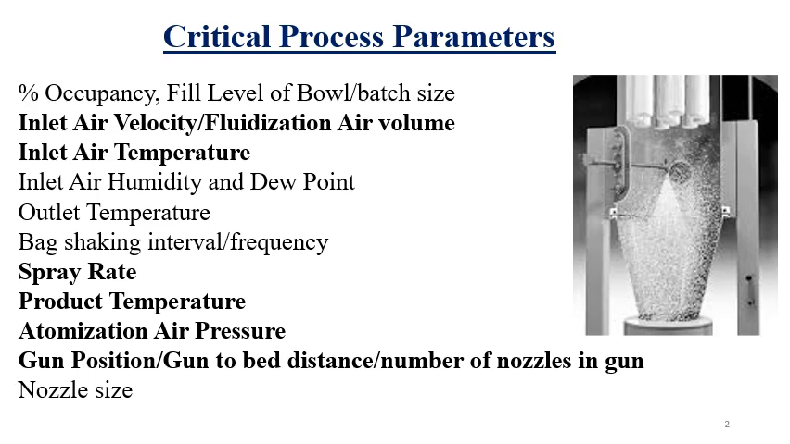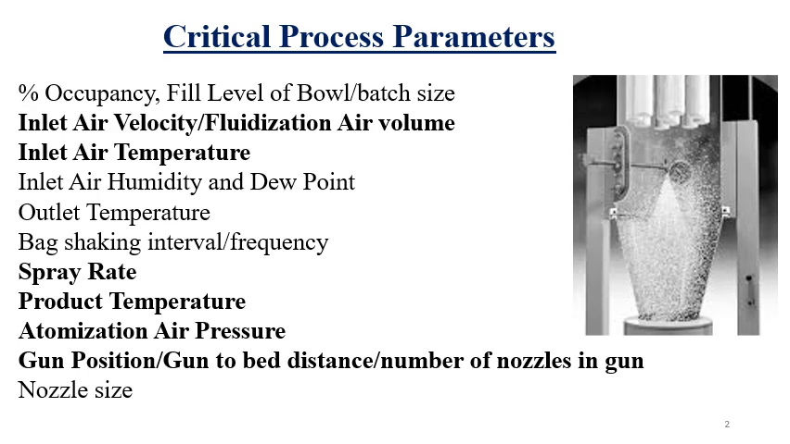So adjust the spray rate according to product temperature, adjust the atomization air pressure, and adjust the pump RPM to force the binder into the gun. Then nozzle size. Nozzle size is the aperture size of the nozzle. If the nozzle size is big, it can spray more binder in less time, and if the nozzle size is smaller, then you cannot spray more binder in a specific time.